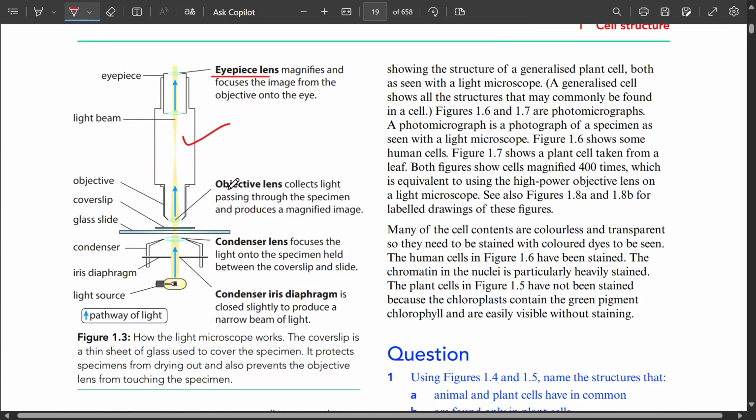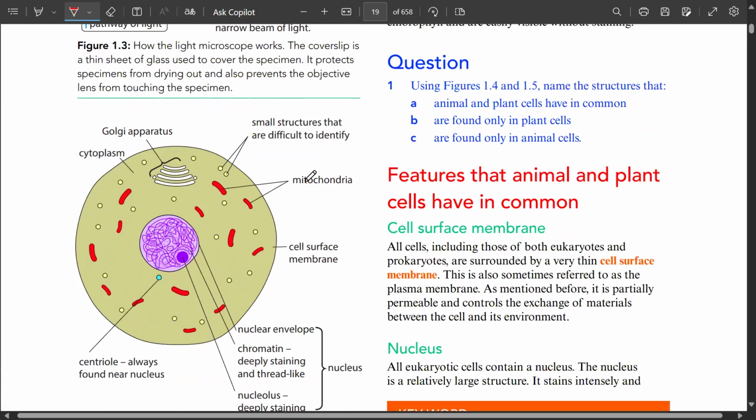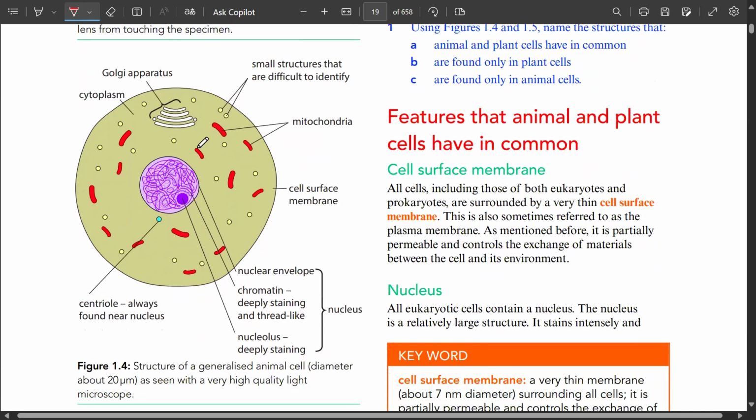We have an eyepiece lens, an objective lens, condenser lens, and you don't have to remember the diagram. There is nothing that you have to do with the diagram. We are only going to study what's the difference between a light microscope and an electron microscope. So what are the different structures that you can observe in this diagram? Tell me.